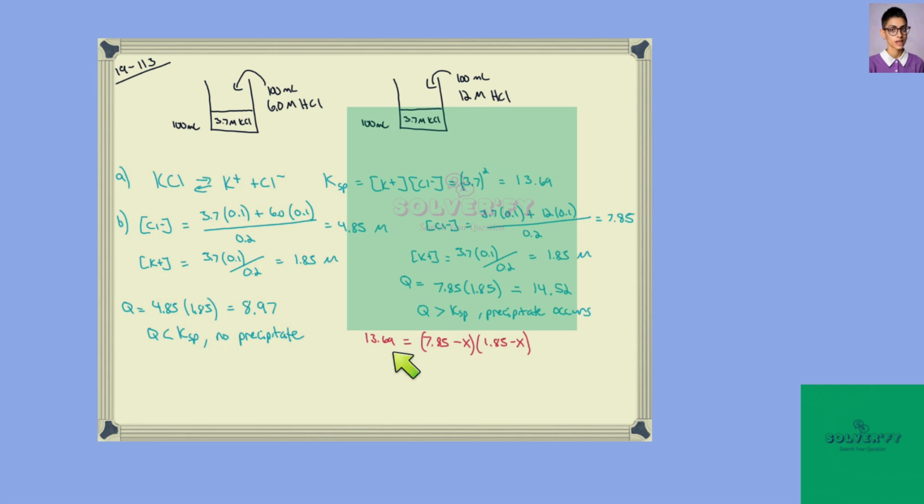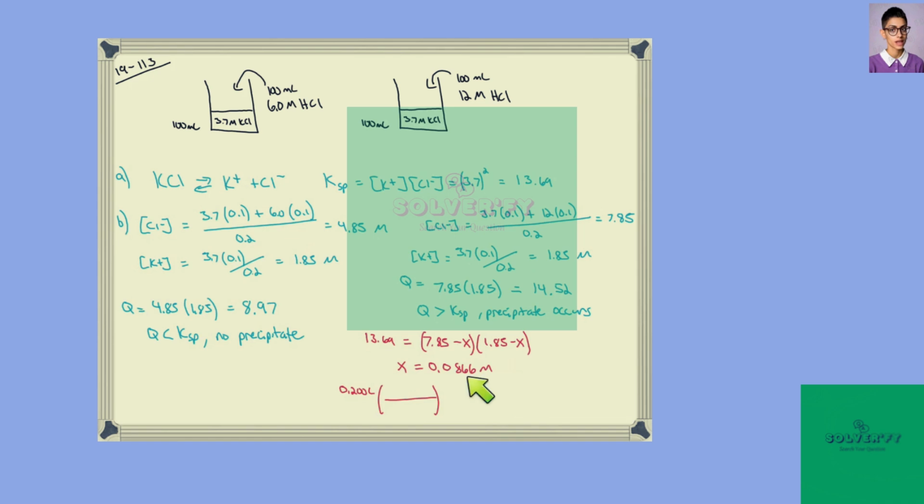In order to achieve a KSP of 13.69, we need to have our 7.85 concentration decrease by a little bit, which we'll define as x, and we need to have our 1.85 decrease by an equal amount, because every 1 mole of chloride requires 1 mole of potassium ion in order to reform the potassium chloride solid. So now we have a single algebraic expression for which we can solve for x. When we do the math, we get an x value of 0.0866 molar.